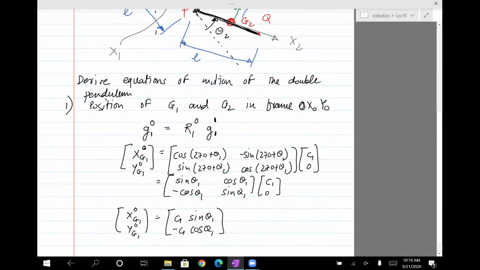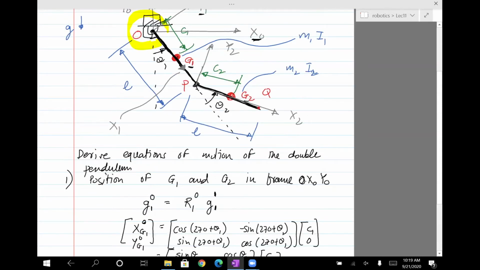Okay, so that's all hard work to get the position of G1. We also need to get the position of G2, because remember, we want to eventually find the velocity of G1 and G2. So let's find the position of G2.